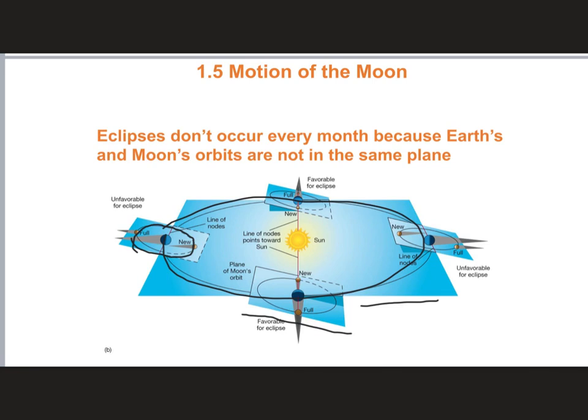I don't often promise that I'm going to ask this question or that question, but I definitely expect you to be able to explain the difference between a lunar eclipse, which is the eclipse where the Earth's shadow falls on the moon, and a solar eclipse where the moon shadow falls on the Earth.